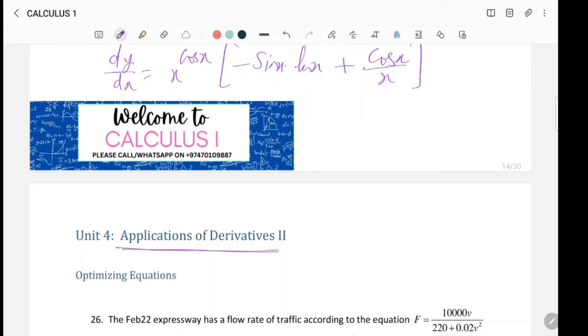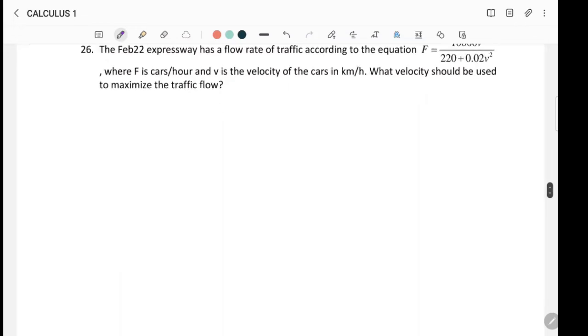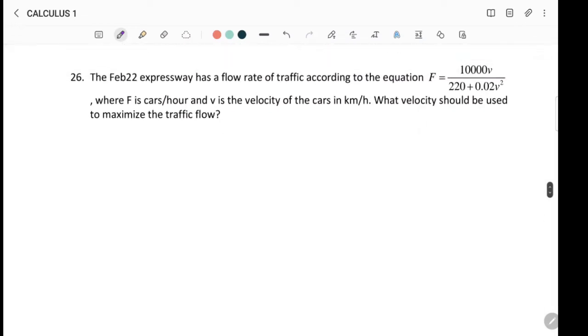Okay, now application of derivatives, optimizing equations. So this is question 26. The February 2022 expressway has a flow rate of traffic according to the equation F, where F is the cars per hour, V is the velocity of the cars, and what velocity should be used to maximize the traffic flow. Again, it's an application of differentiation or derivatives. So we need to differentiate with respect to velocity this time.